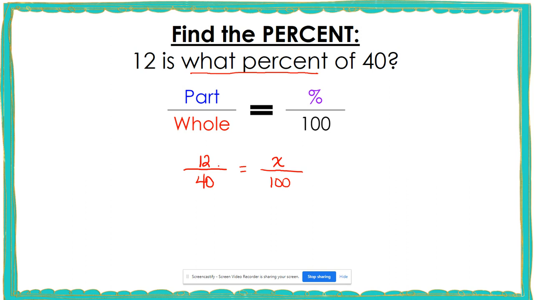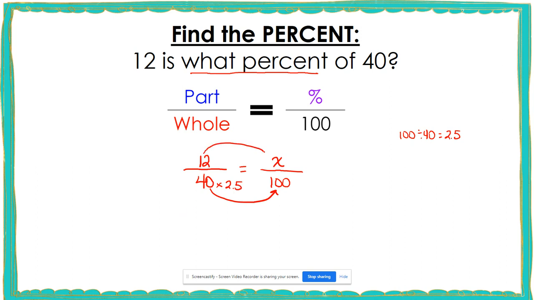Now I know that I need to go from 12 to x, so I need to figure out how I got from 40 to 100. Well, I know that I can't multiply 40 by a whole number to get 100, so to figure out what I multiplied 40 by, I can do 100 divided by 40, which gives me 2.5. That means that to get from 40 to 100, I actually multiplied by 2.5.